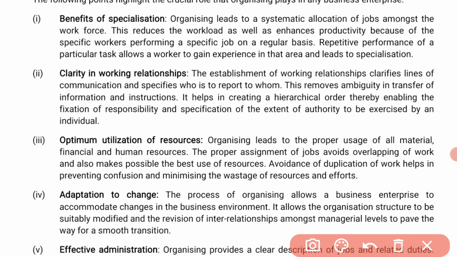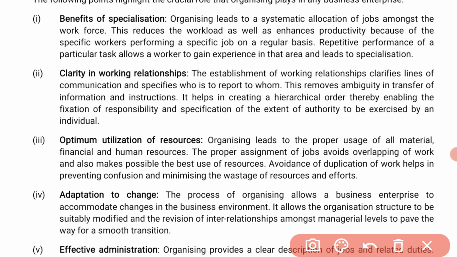This removes ambiguity in the transfer of information and instructions. It helps in creating a hierarchical order, thereby enabling the fixation of responsibility and specification of the extent of authority to be exercised by an individual. It means in organizing, clarity in working relationship takes place, where it helps to fix the responsibility and specifications of the authority of an individual.